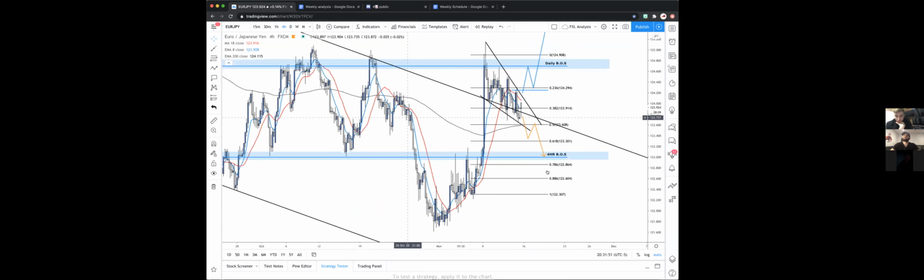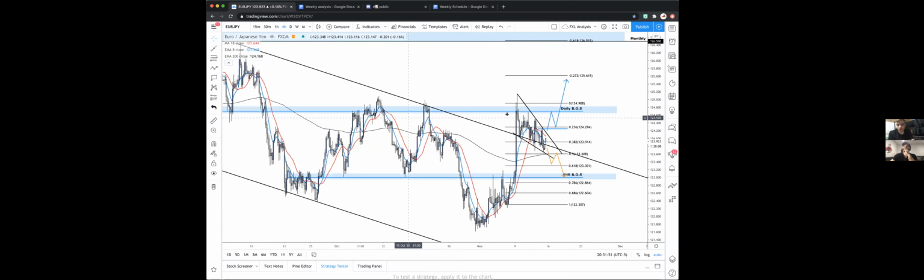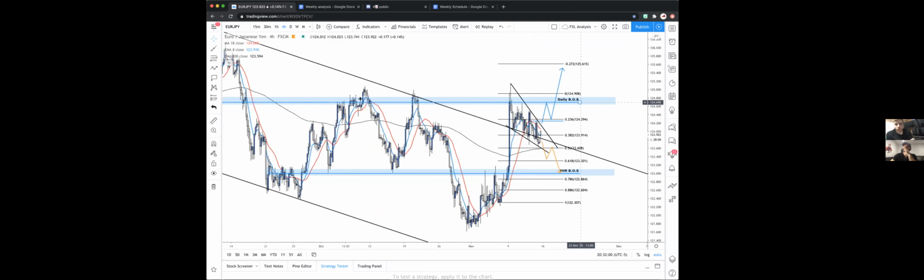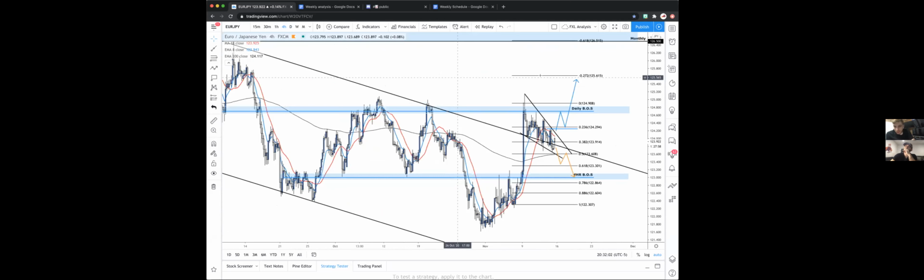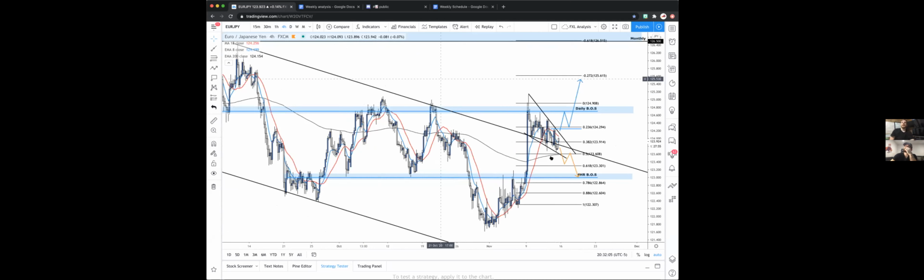We have a 4-hour break of structure, which is bullish. Then we have a daily break of structure, which is bearish. So two different trends here. The daily obviously being the stronger one, overall very bearish. So we'll see how it reacts here. I'm going to wait for this pattern to kind of play out.